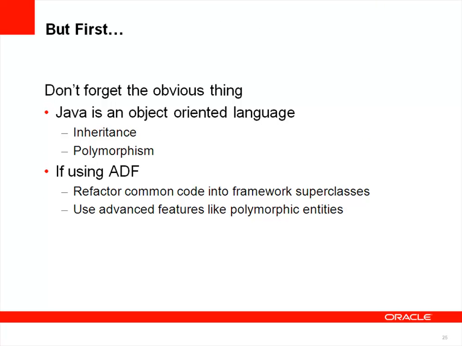But don't forget the obvious thing. The first rule of reusability is that Java is an object-oriented language, and so you should take advantage of features like inheritance and polymorphism. ADF honors these capabilities, of course, and so you should refactor code that is common across multiple entity objects or view objects into framework superclasses that can be inherited by all ADF components. Additionally, polymorphic entities can be used to define different types of the same entity object, which is especially useful for creating unique attributes or validation rules.